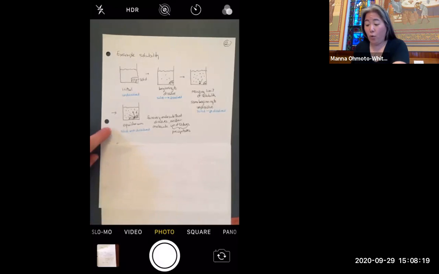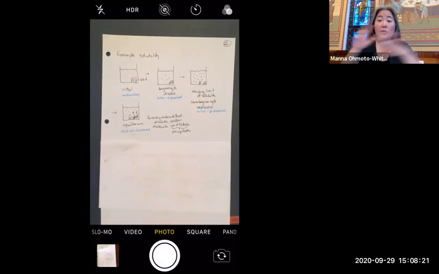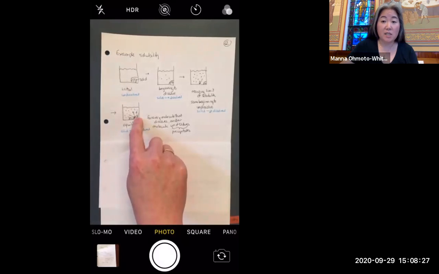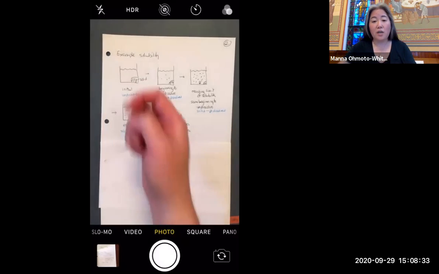So when I reach equilibrium, the concentrations stay constant, but that's not saying that if something was a solid, it's always going to stay a solid. It's really saying that for every molecule that's a solid that goes into solution, I have one that leaves.